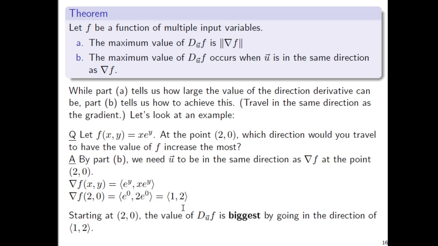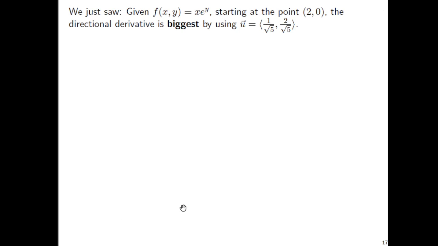So starting at the point 2, 0, the value of the directional derivative would be biggest by traveling in the direction of 1 comma 2. Of course, 1 comma 2 itself isn't a unit vector, but we could normalize it. 1, 2 has length root 5. So the vector u that we want is 1 over root 5 comma 2 over root 5. That is trying to explain what this theorem is getting at. I think it deserves even more explanation though.